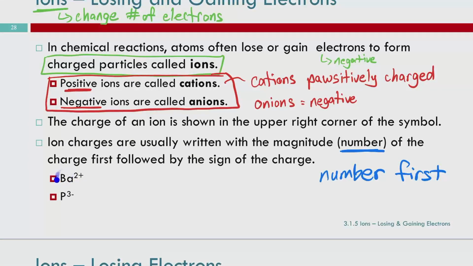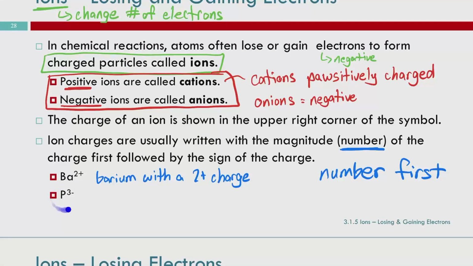So for example, barium with a 2 positive charge, we use the symbol for barium and then the 2 plus in the upper right corner. Or we would call that superscripted. Phosphorus with a 3 negative charge, the little 3, and then the minus afterwards. Please try to get the correct order of number and positive or negative.